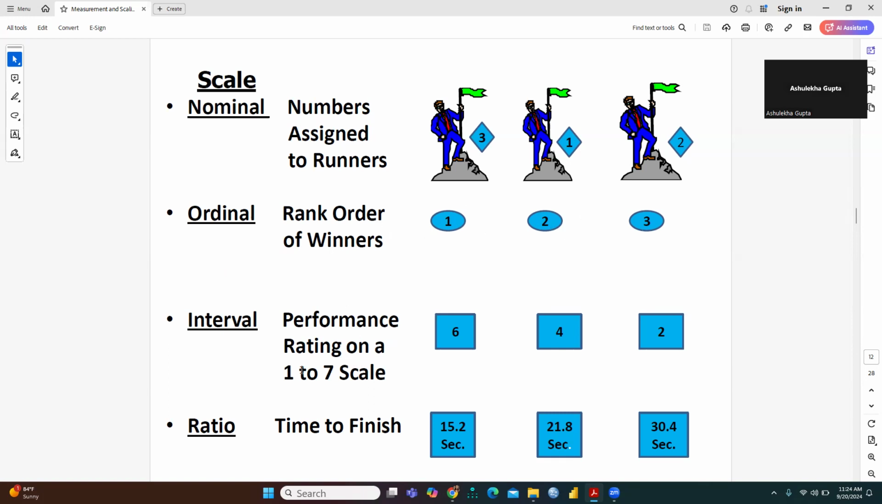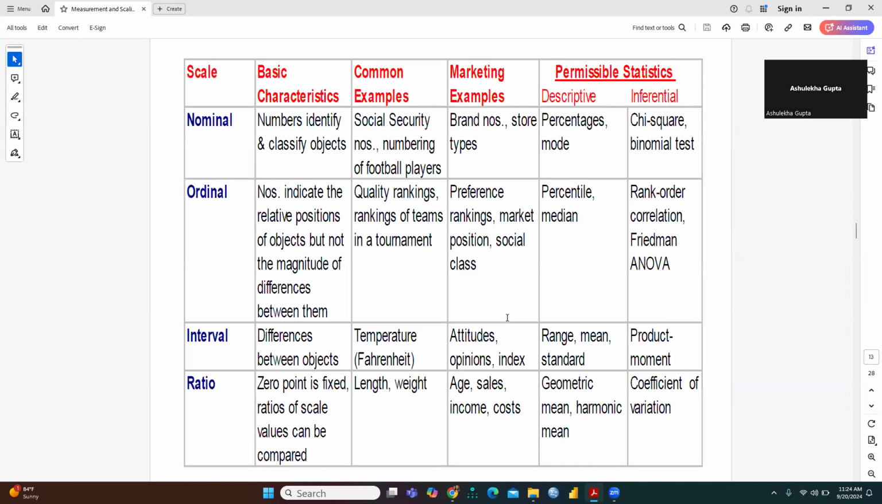Interval means a performance rating on a 1 to 7 scale. Let's say they had scored 6, 4, and 2. So interval scale means what is the difference between these two? The first and second position holders have this difference, 6 and 4, and the second and third have this difference. And ratio means time to finish, let's say absolute zero. So this person finished the race in 15.2 seconds, right? And this one in 21.8, and this one in 30.4 seconds. And this is the final table.